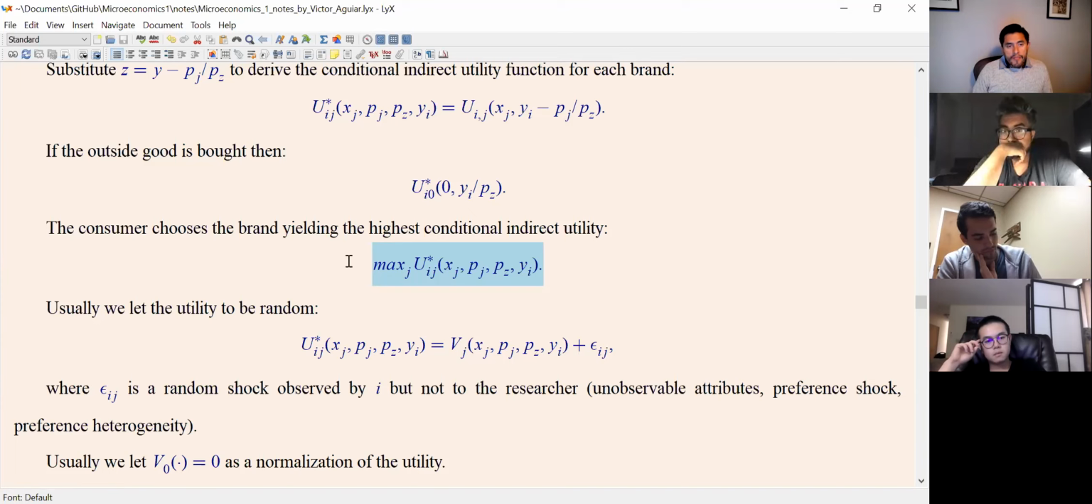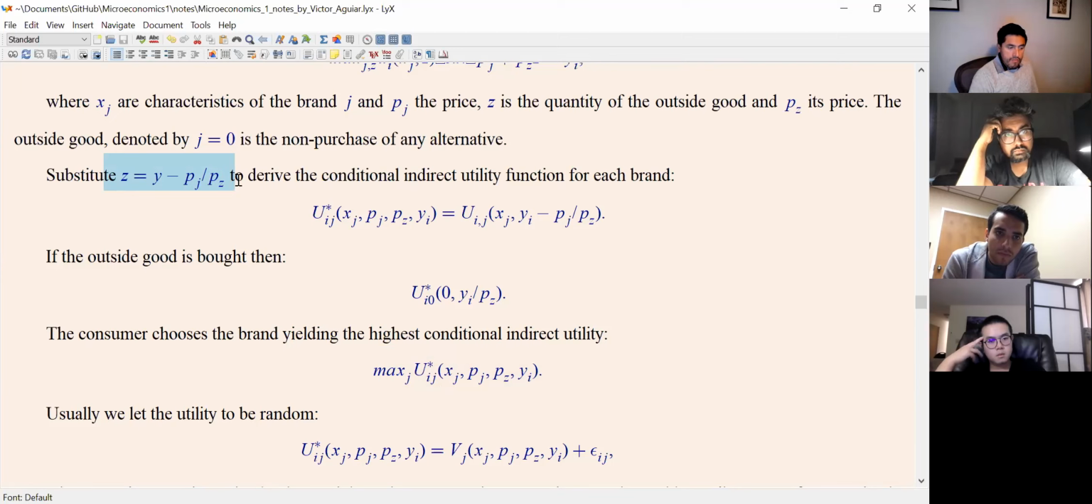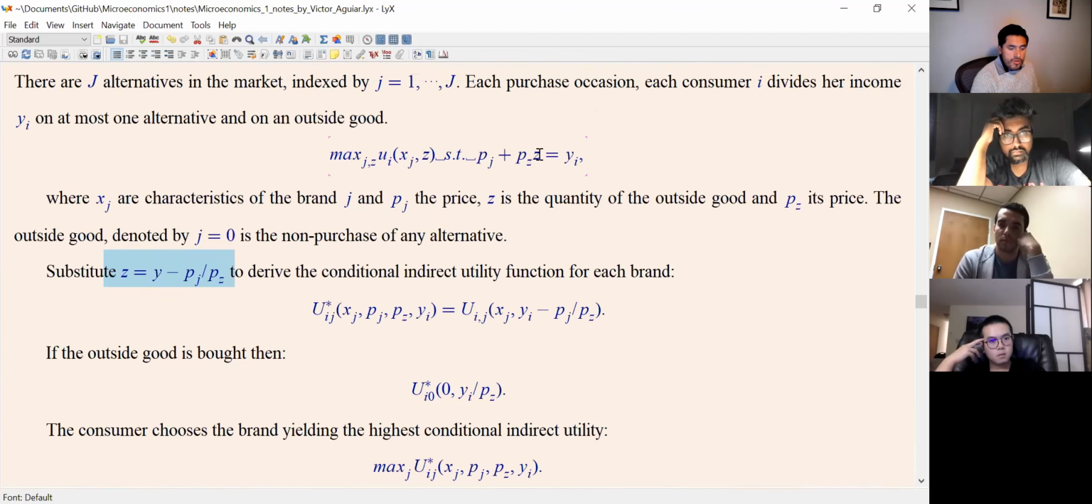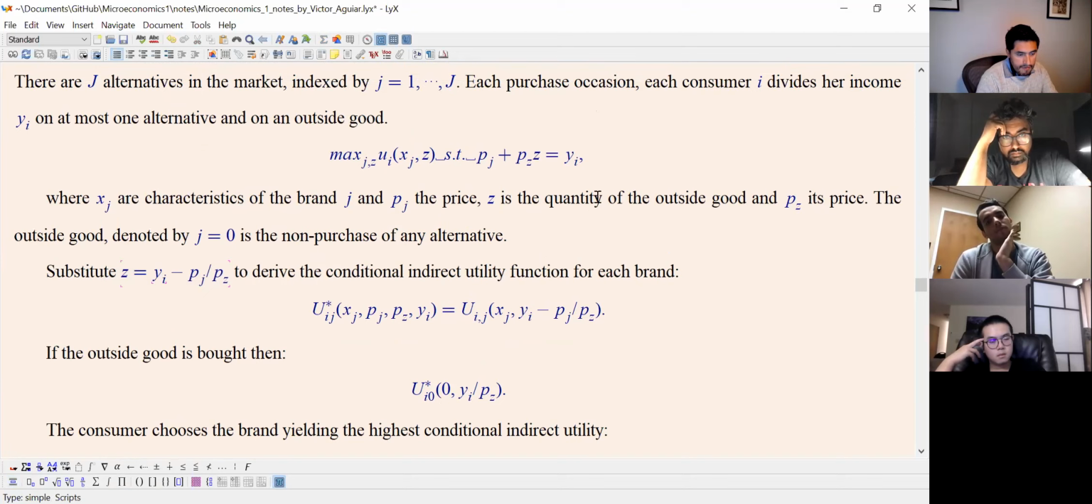So now, what happens at the level of one? Yeah, questions? The z equals y minus the relative prices, or just the difference between y and pj, then divided by price z. Sorry, so we go here, right? And then there's a missing y here.